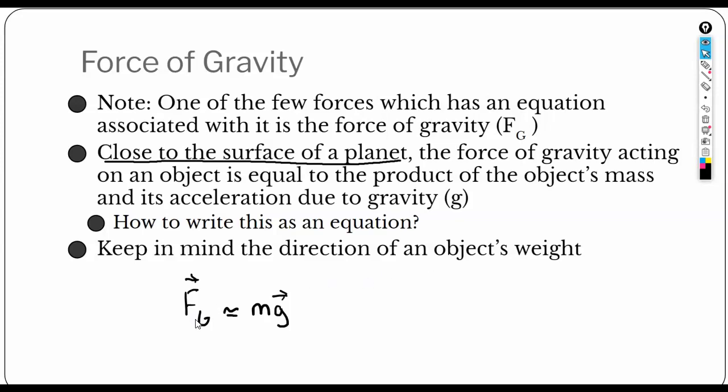What we see is that an object's weight does depend on its mass, but it also depends on the acceleration due to gravity. And so if I go to the moon, my mass might be the same, but my force of gravity would be different because on the moon, the value for g is not negative 9.8 meters per second squared. It's actually more like negative 1.6 meters per second squared. And so from this equation, you can see the relationship between mass and weight.